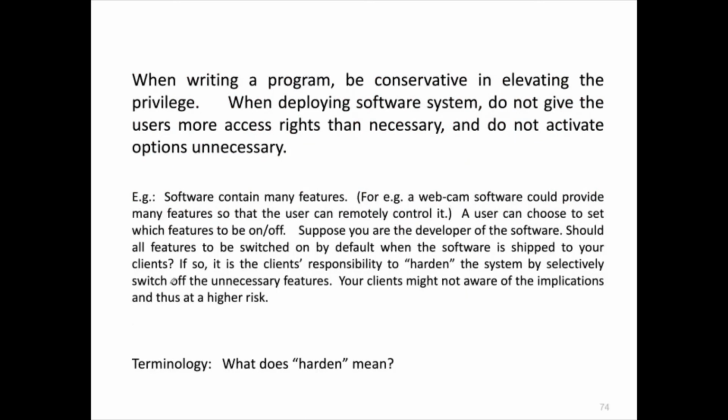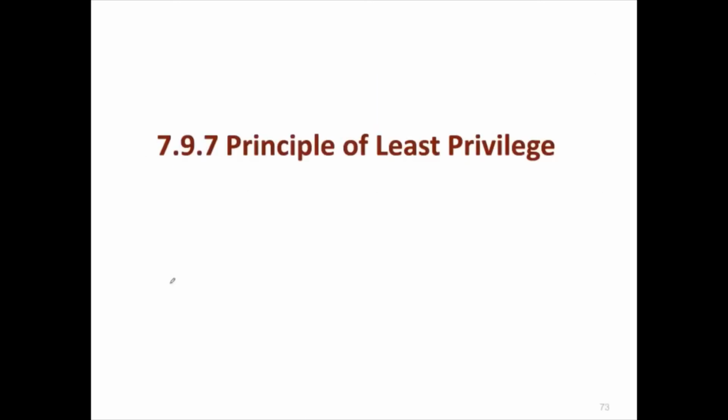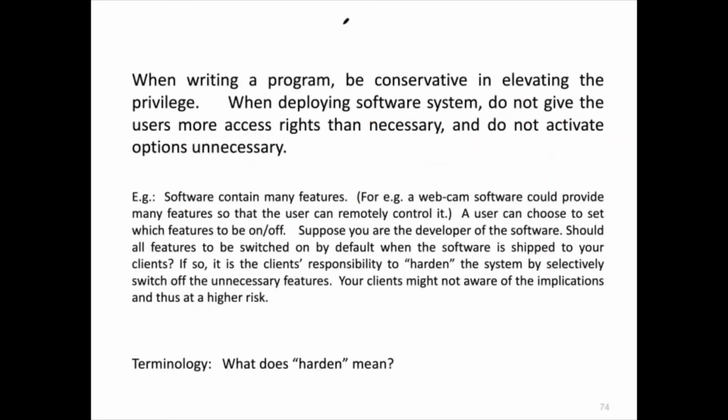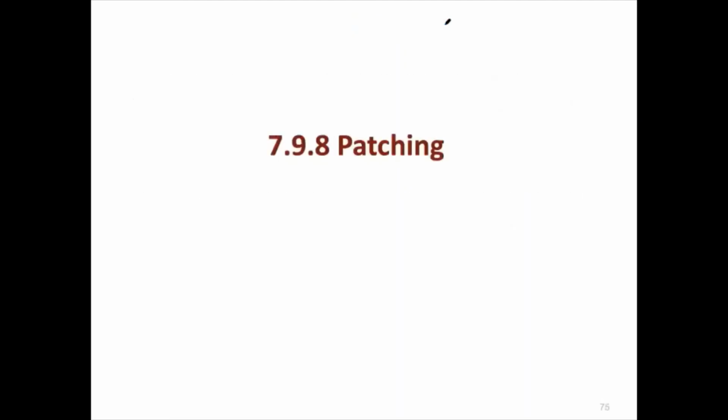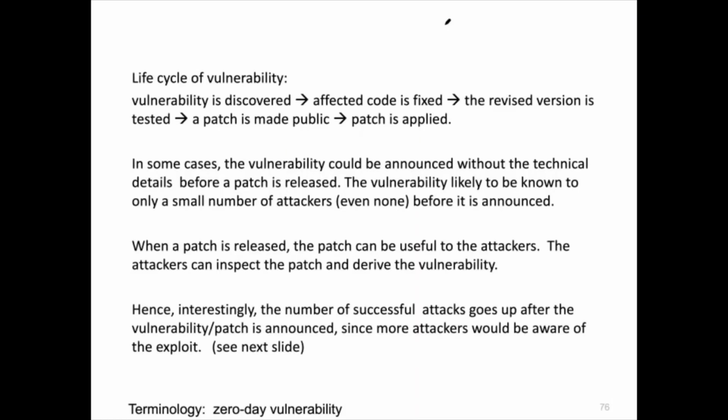When you write a program, you will try to lower the privilege when a part of the program doesn't require privileged access. You only allow it when necessary. This is called the principle of least privilege. When a vulnerability is discovered, the code has to be fixed, the revised version is tested, and the patch is made public.